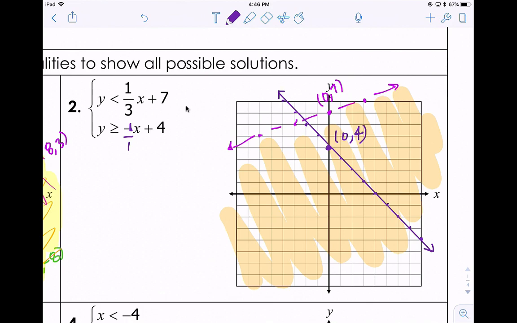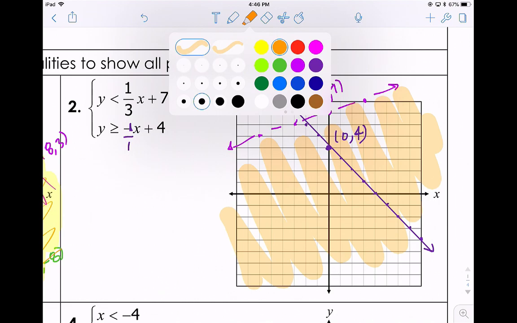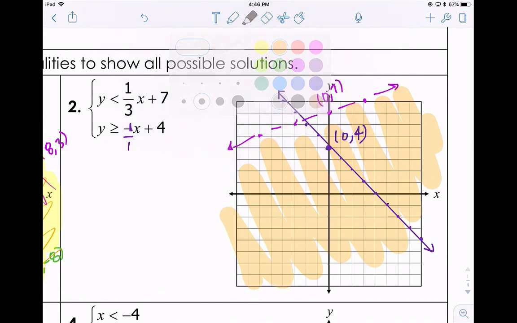And then we're going to shade. So this one is shaded y is greater than or equal to. So again, I'm going to use a highlighter, a different color highlighter this time. Let's see what gray looks like. So greater than or equal to tells me to shade above this solid line right here. So greater than or equal to would be above this line.